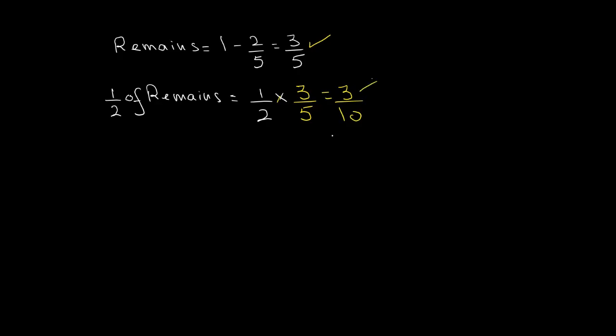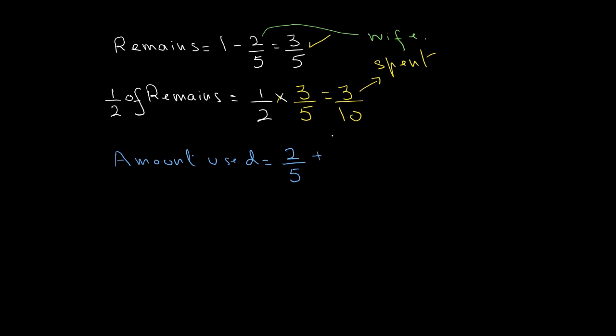So this is what he spent, and this is what he gave to his wife, so that's the total amount gone. So if you look at the amount used, that's going to be equal to 2/5 that he gave to his wife and 3/10 that he spent. Okay, so when I add them, I put them in a common denominator. So 2/5 is the same as 4/10, plus 3, so this will turn out to be equal to 7/10. Okay, so this is 7/10.